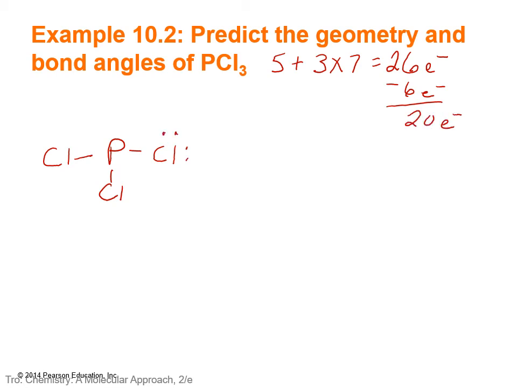We fill the octet around our chlorines. That uses 18 electrons. We have 2 electrons left, which we're going to put on the phosphorus to complete its octet. Now looking at this, we have to count electron groups. So any bond or lone pair is an electron group. So we have 4 electron groups.